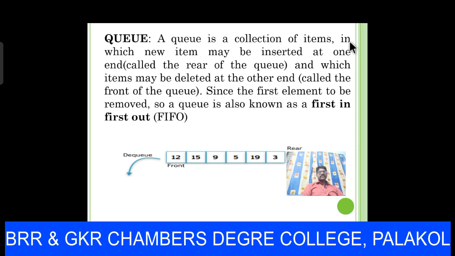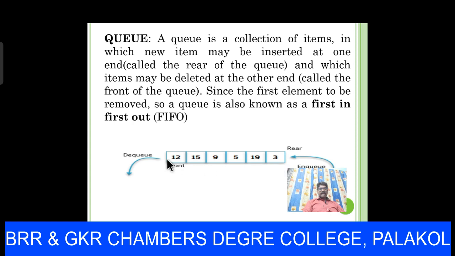The queue is a collection of items in which new items can be inserted at one end and the item can be deleted at the other end. So here this is the front and this is the rear. For example, I want to insert elements. The first element is 12. The next element is 15, then 9, then 5, then 19, and then 3.